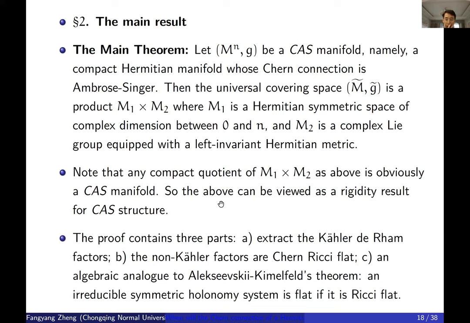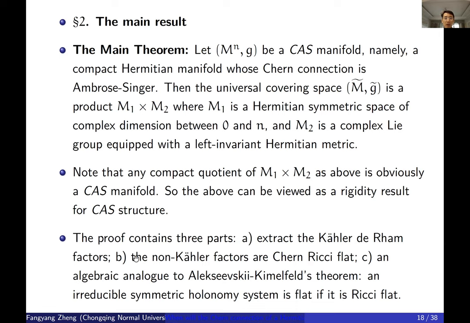So the proof is not long. Basically, it decomposes into three parts. The first part is you want to extract these Kähler de Rham factors, which naturally associate to the kernel of Chern torsion, right? But because you're dealing with a connection that is not the Levi-Civita connection, the de Rham decomposition theorem has to be used in a careful way. So if you exclude the Kähler de Rham factors, then you get Chern Ricci flatness.